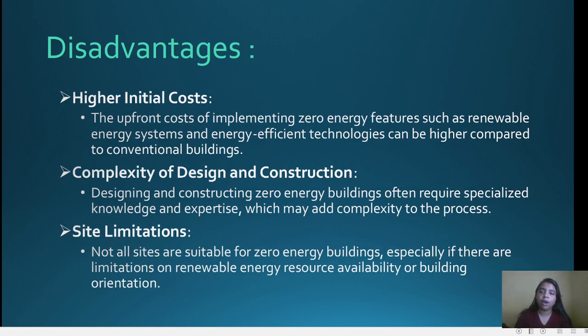Let me look over the disadvantages. Higher initial cost: the upfront cost of implementing zero energy features such as renewable energy systems and energy efficient technologies can be higher compared to conventional buildings.